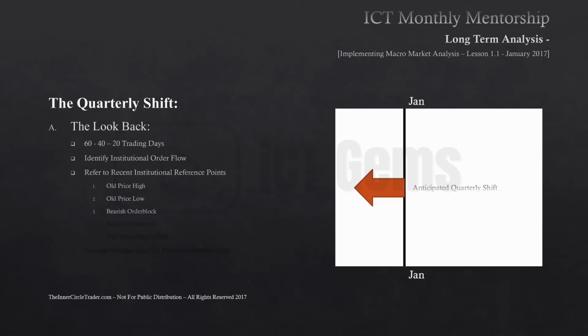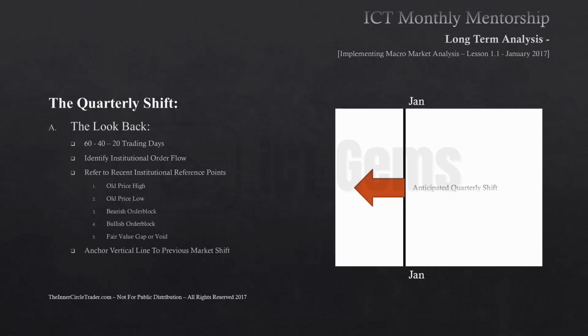You're going to be looking for bearish order blocks and bullish order blocks in the last 60 days, and you're going to look specifically around the last 60, around 40, and the last 20 days. Basically, you're looking back the last 3 trading months. And you're going to be looking for fair value gaps and any liquidity voids as well.